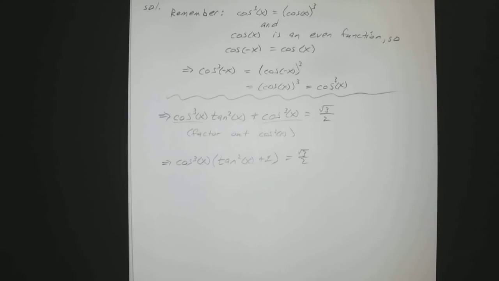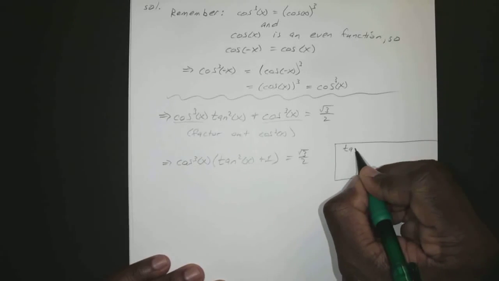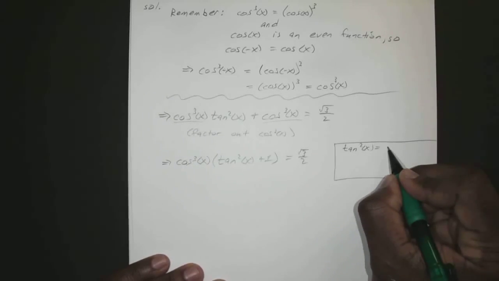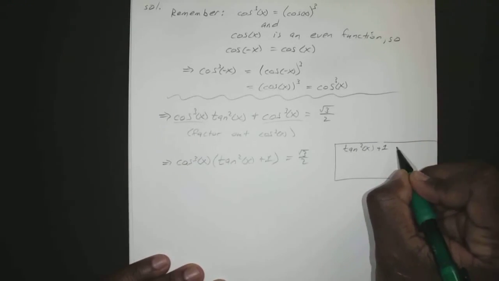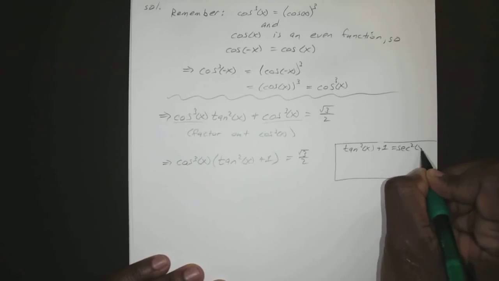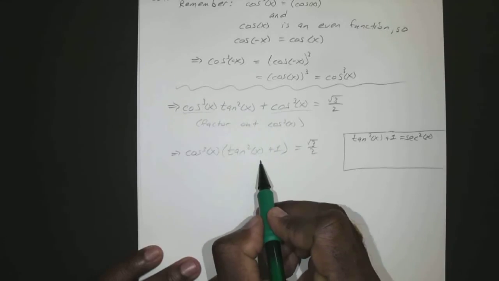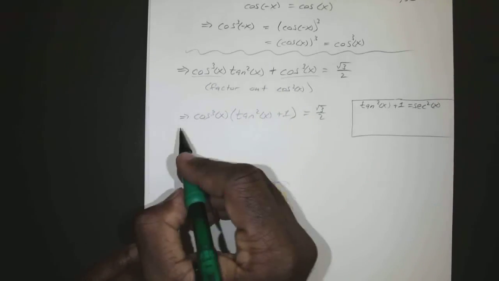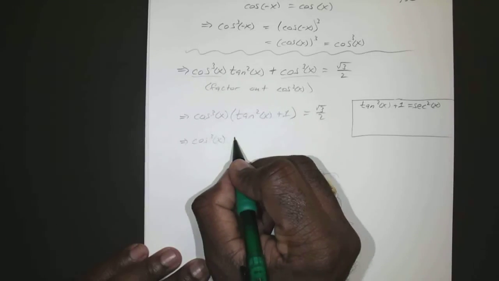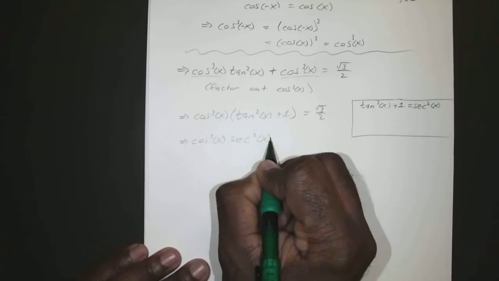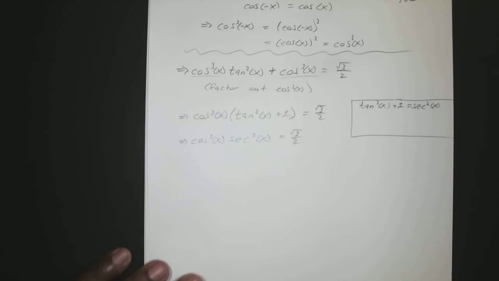Okay. Now going back to our Pythagorean identities, we know that tangent squared of x plus 1 is equal to secant squared of x. Okay, so that means we can replace this with secant squared of x. So you have cosine to the third of x times secant squared of x equals square root of 3 over 2.